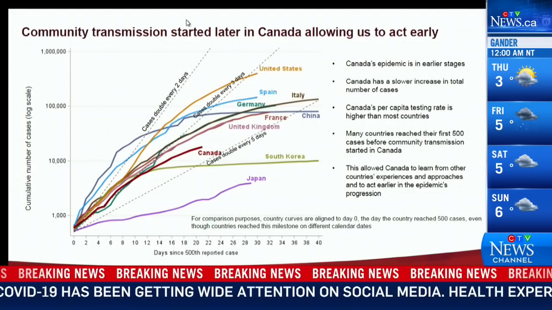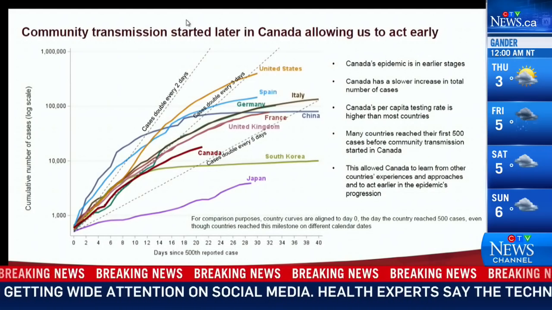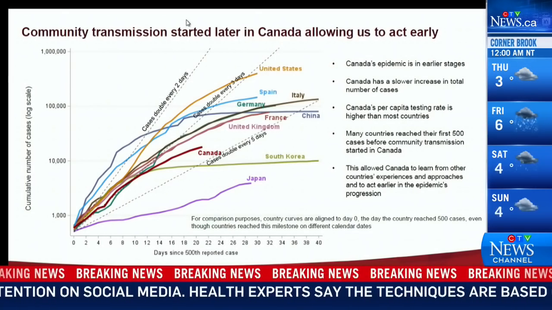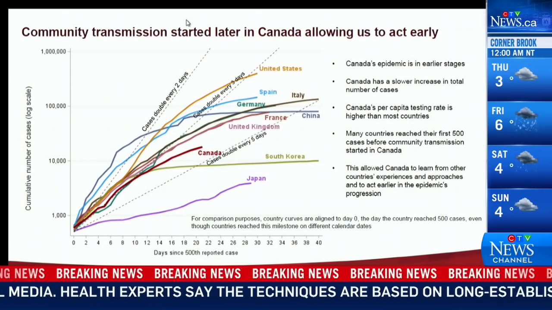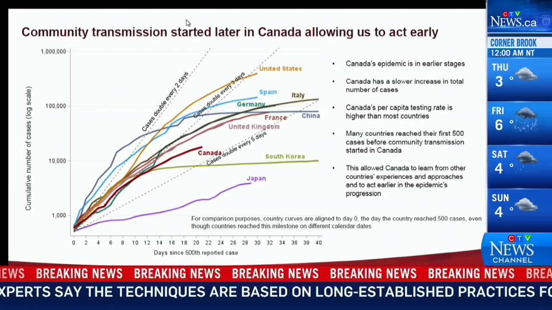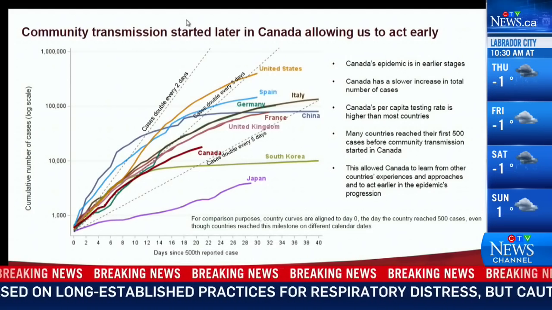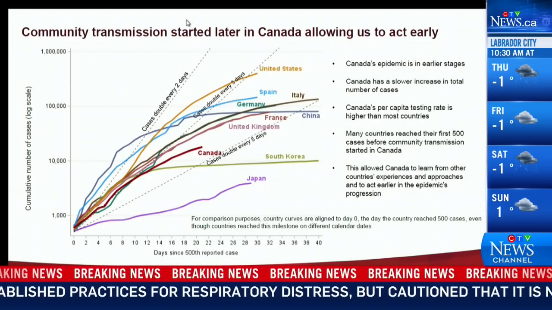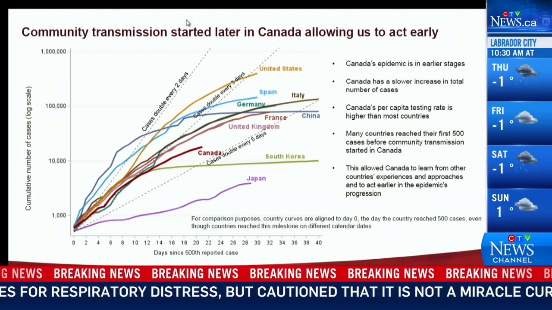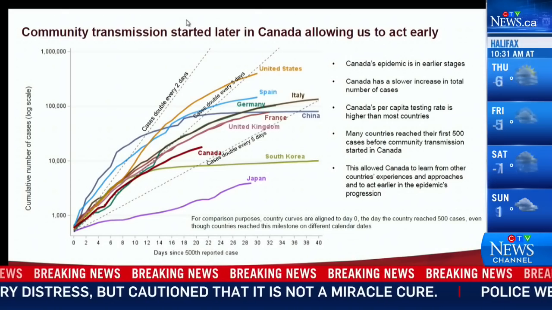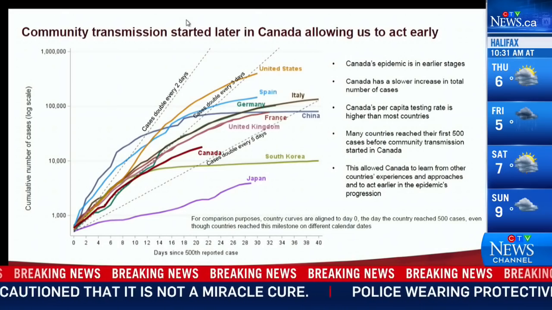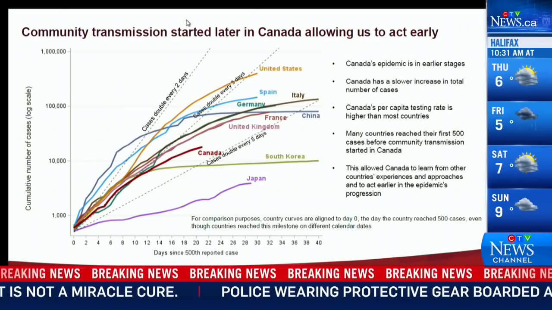Canada's total case count has been increasing more slowly than most countries. We can see the number of cases are doubling every 3 to 5 days, which is comparatively a positive trajectory. Part of this is due to the learning we have taken from the experience of others and the approaches they have taken. This has allowed Canada to act earlier to control the epidemic.